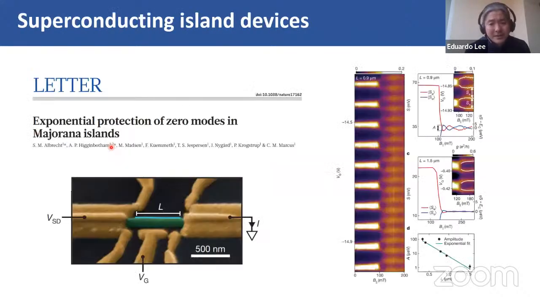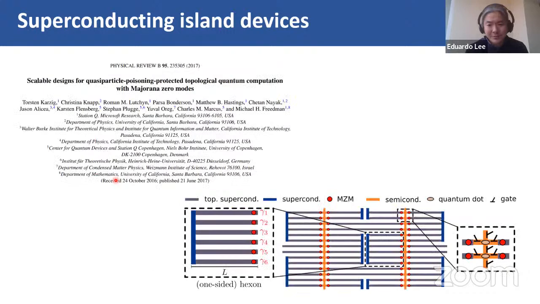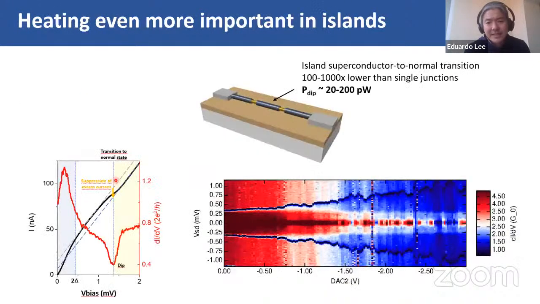There has been work on Coulomb blockade periodicities here as a signature for topology. And also in terms of topological applications, islands are considered for the geometries to observe topological effects, or also for the realization of topological qubits. So it's a geometry that has been studied and is important.